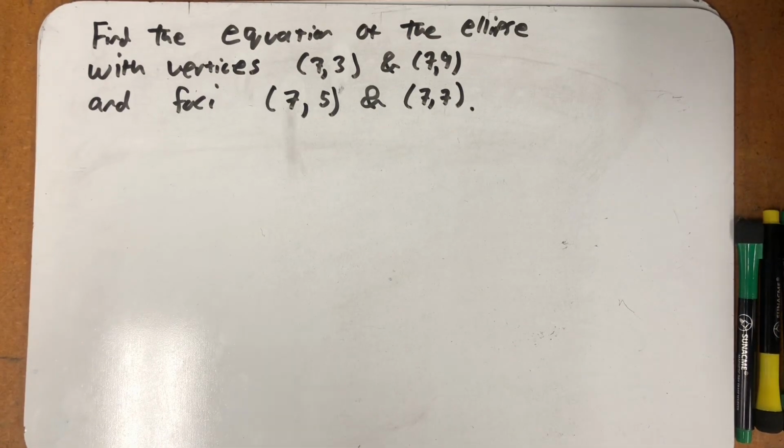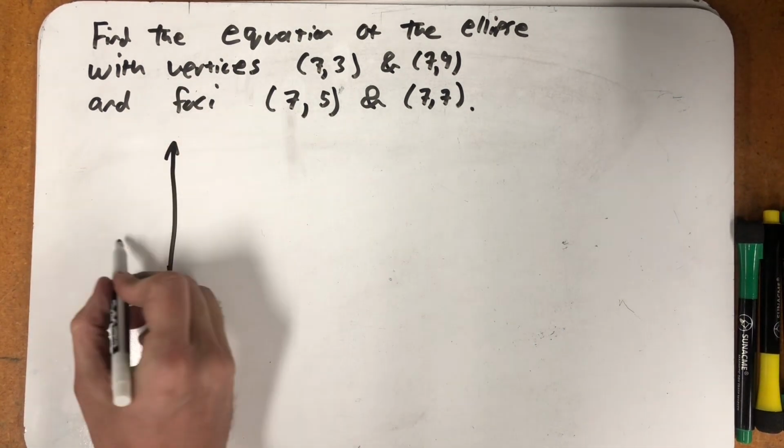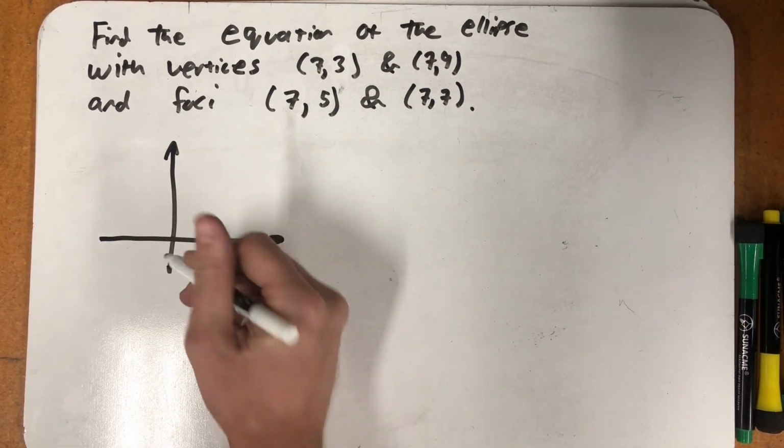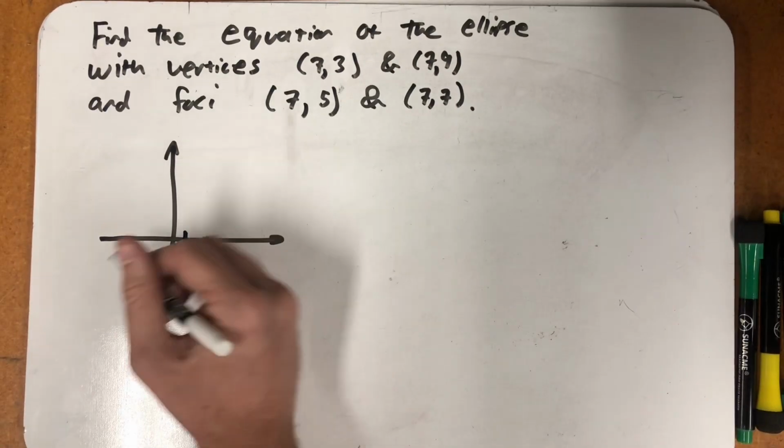We've been asked to find the equation of the ellipse with vertices (7, 3) and (7, 9) and foci (7, 5) and (7, 7). Well, it's not entirely necessary, but I'm going to plot all these points and just get an idea of what's going on here.